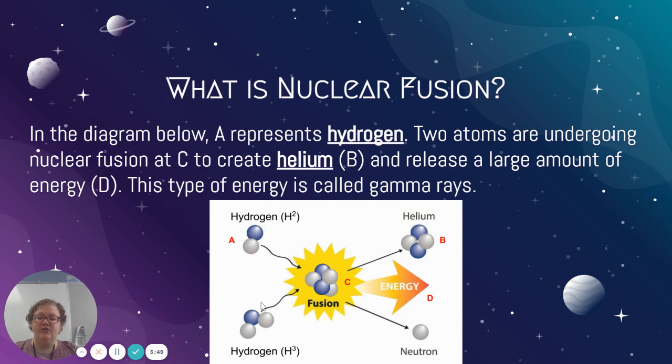All right, so we have two hydrogens fusing together to create helium, a larger element, and releases a large amount of energy. This is where the energy for the sun and all of the other stars comes from. It's from this process of fusion.